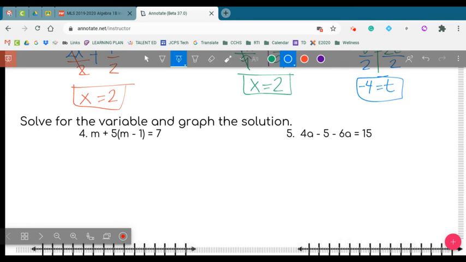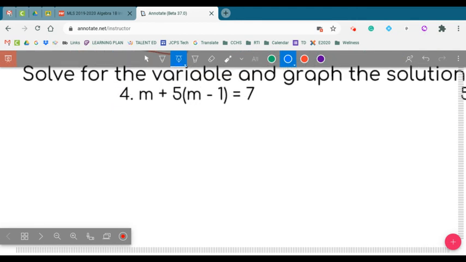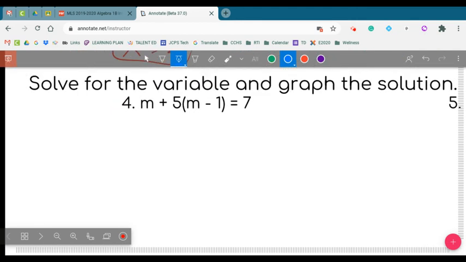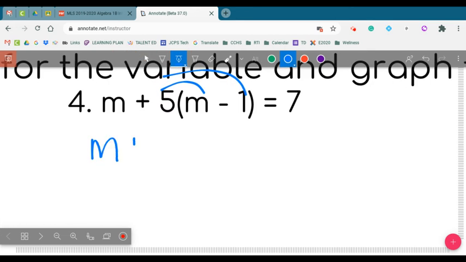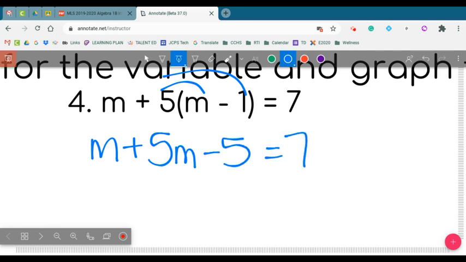It's solve for the variable and graph the solution. So with these, we're going to do the same thing like we did above, except whenever we're finished, we're going to graph the solution. So we see that there's parentheses, so our first step should be to distribute. So we're going to get m plus 5 times m is 5m. 5 times -1 is -5 equals 7.